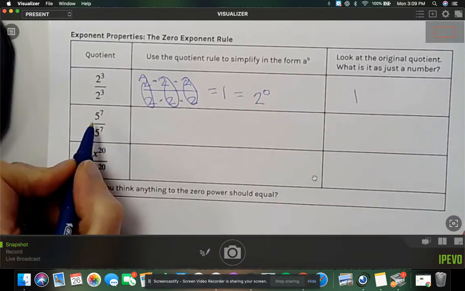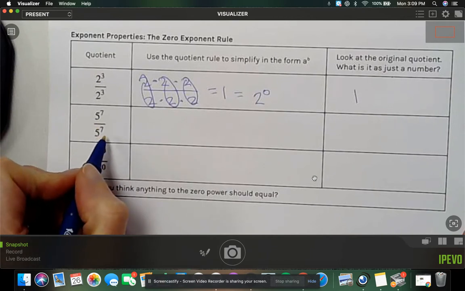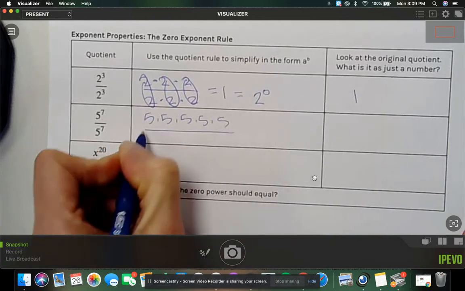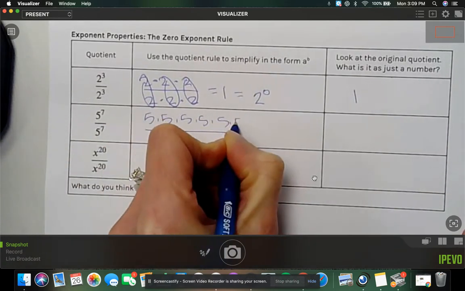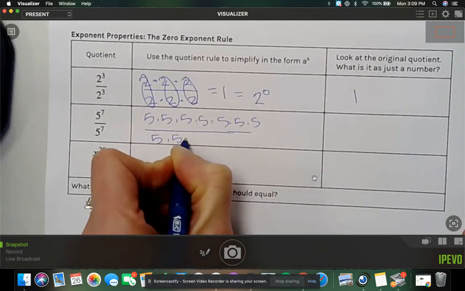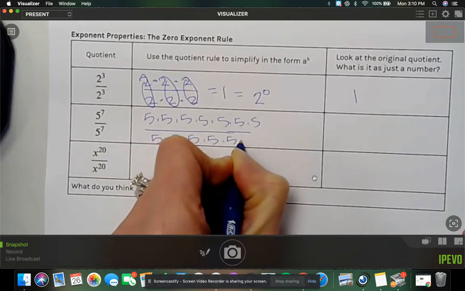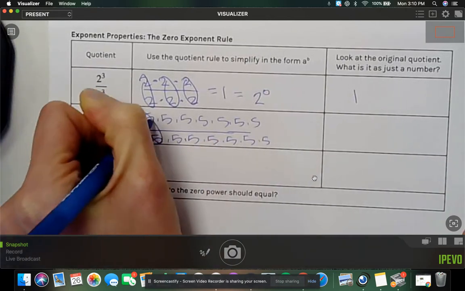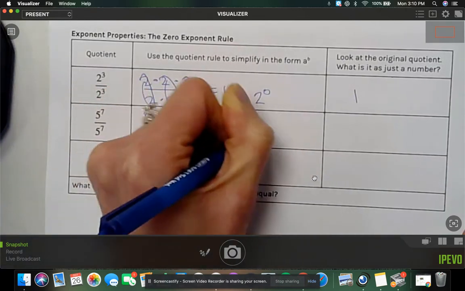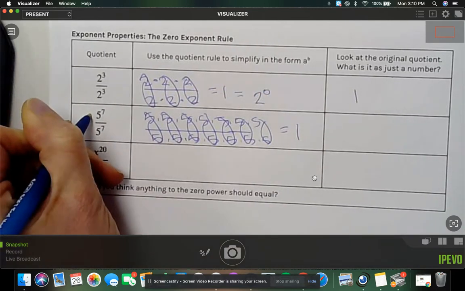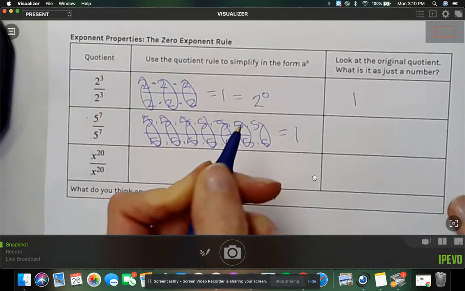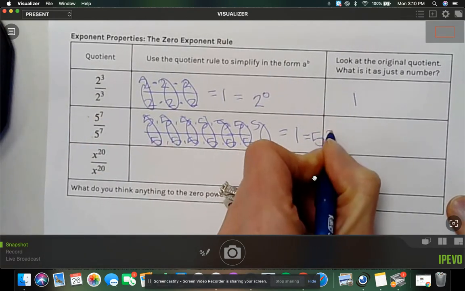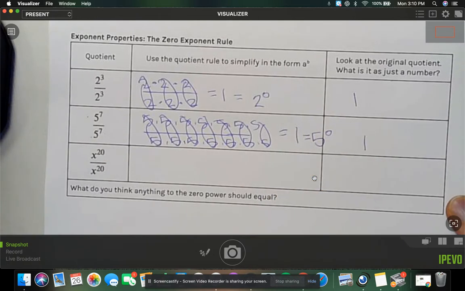So looking here, I have 5 to the 7th divided by 5 to the 7th. So if I expanded that out, then it's going to be the same thing where they all just become 1, because 5 to the 7th divided by 5 to the 7th is 1. And if I use the exponent rule, 7 minus 7 is 0, so 5 to the 0 power is 1.